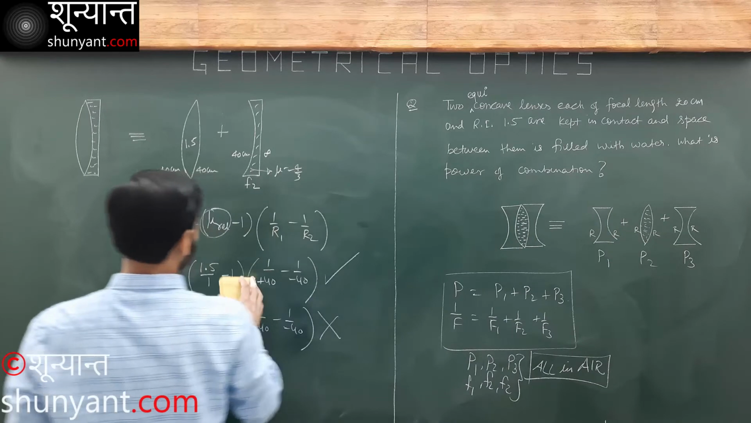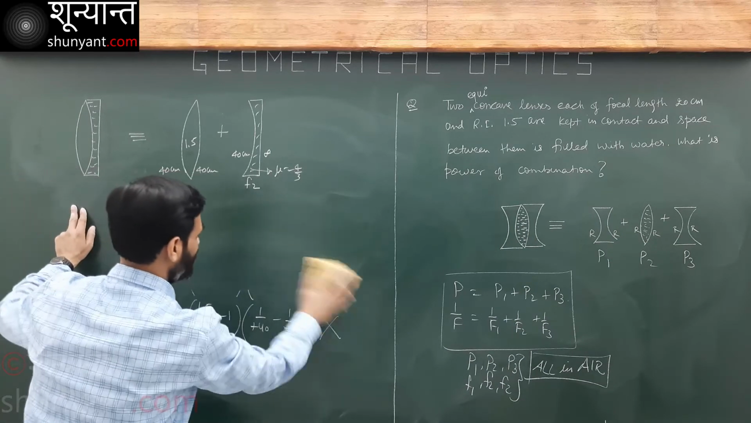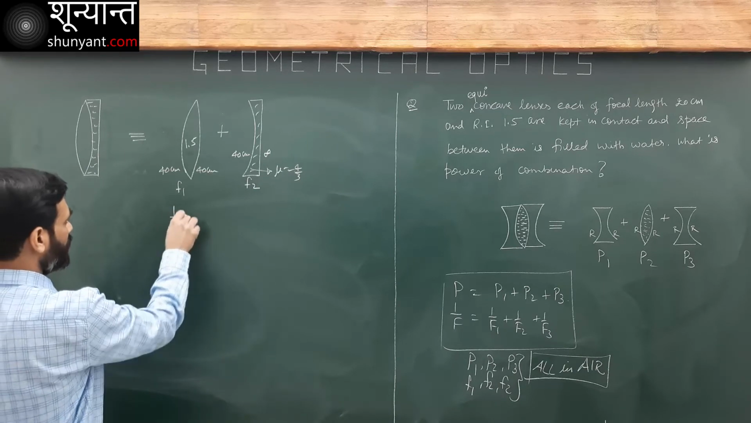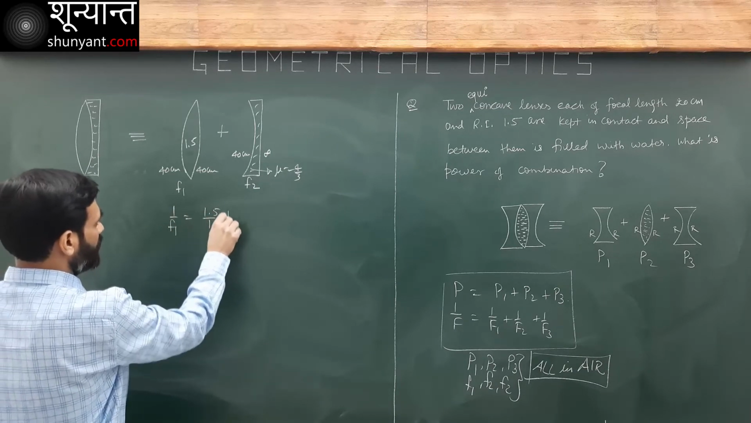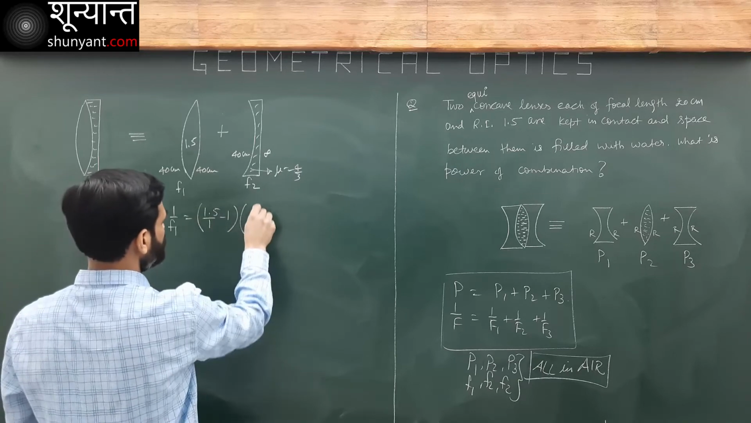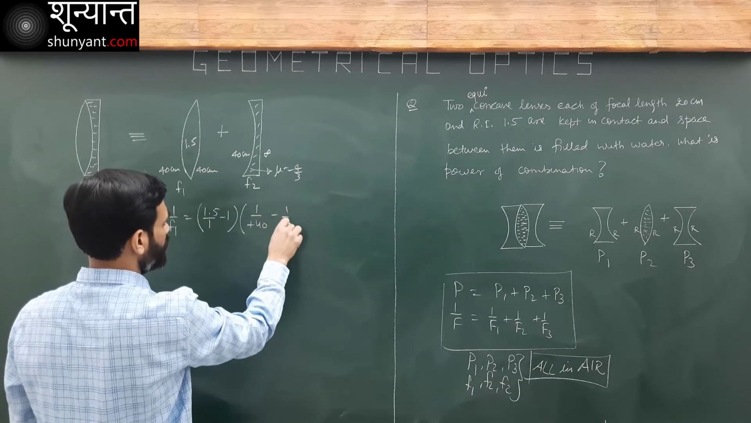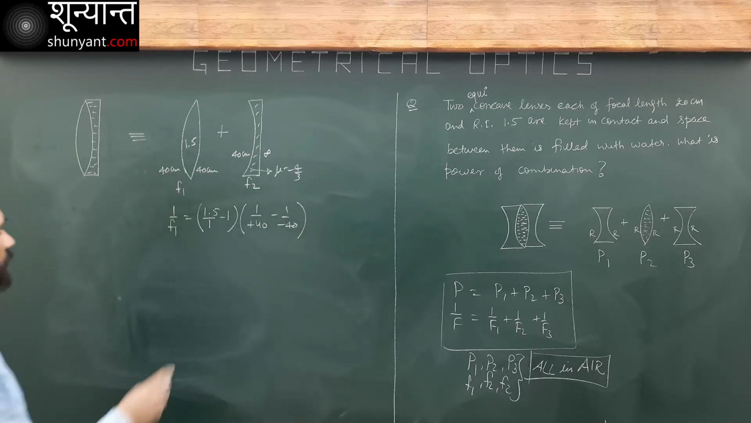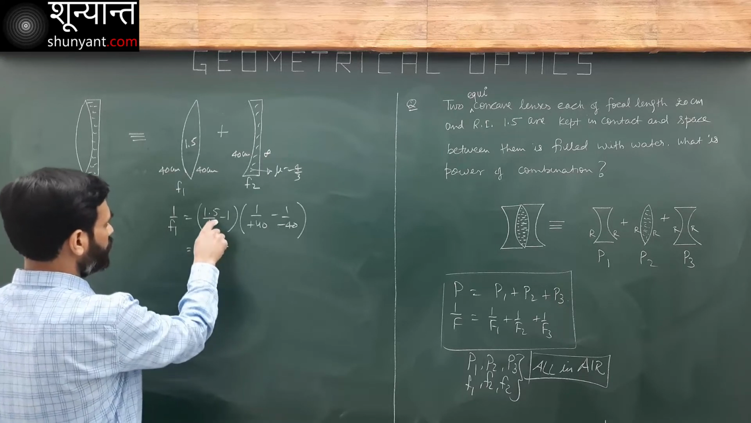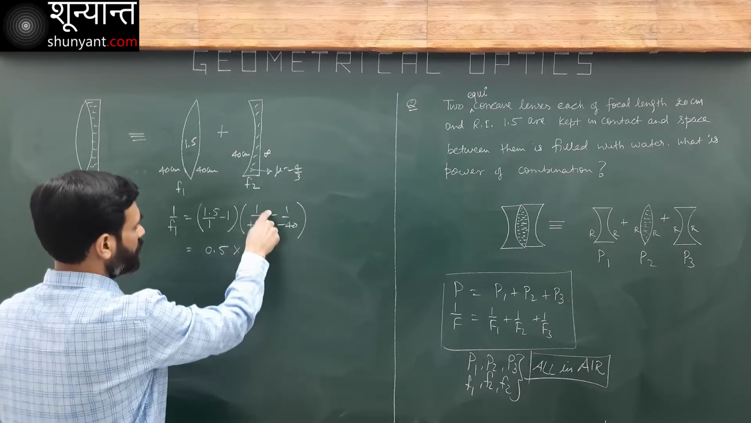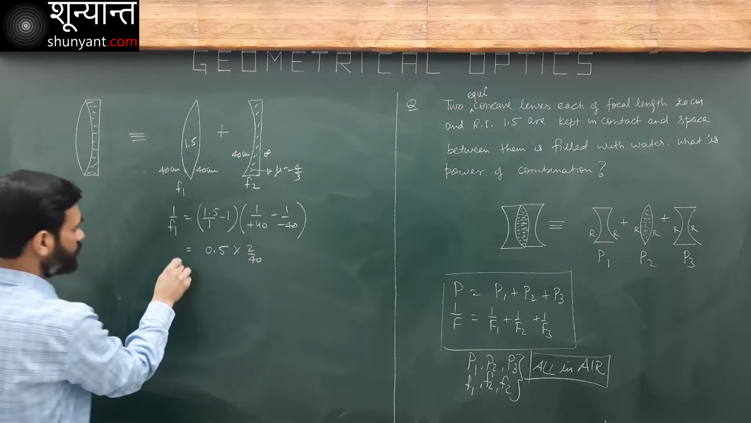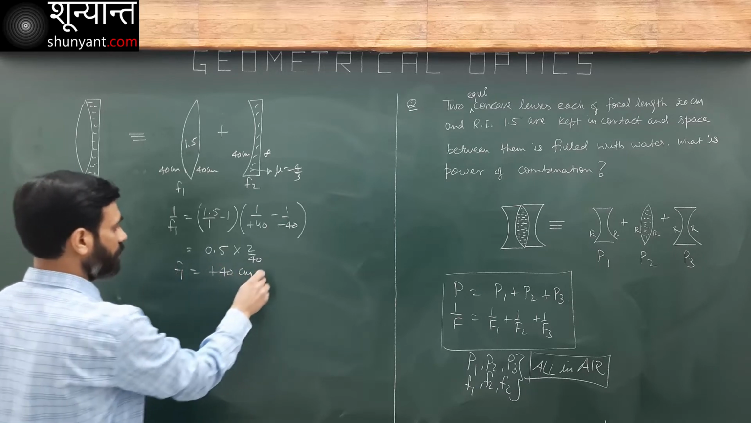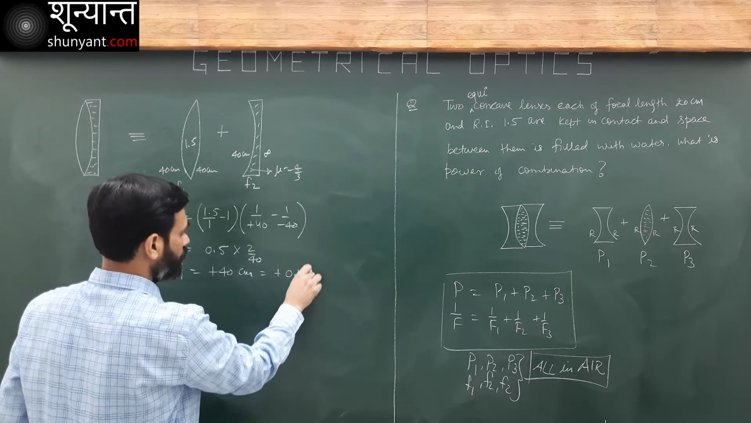So now you know how to do this. Now I can do it directly. You see, 1 over f1 is 1.5 over 1 minus 1, 1 over plus 40 minus 1 over minus 40. Now this becomes 0.5 times 2 over 40. So this f1 becomes plus 40 centimeter. Understand it, centimeter. This will be plus 0.4 meter.